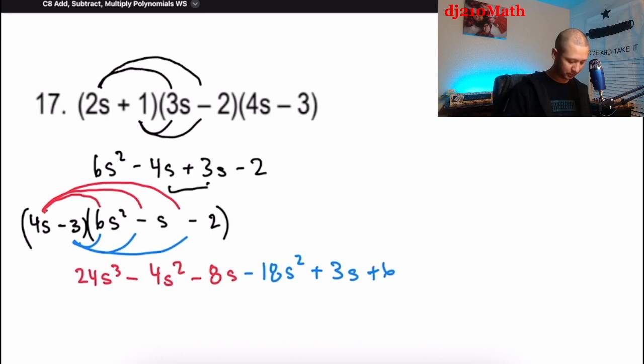All right, combining like terms, 24s cubed. There's only one. There's two s squareds, so negative 22s squared. Two s terms, so negative 5s and plus 6.